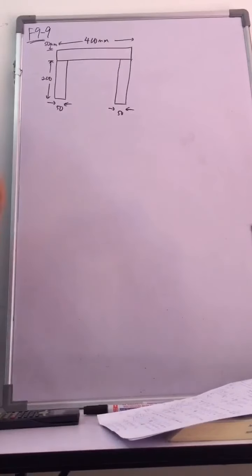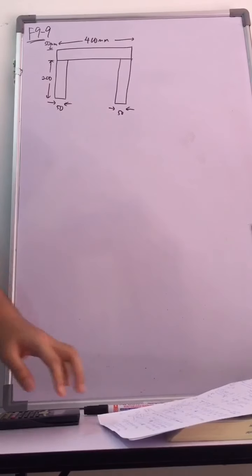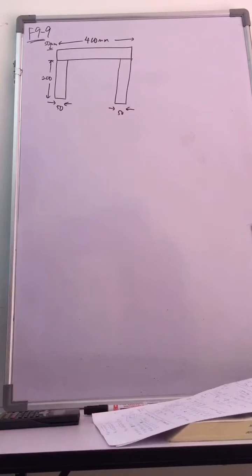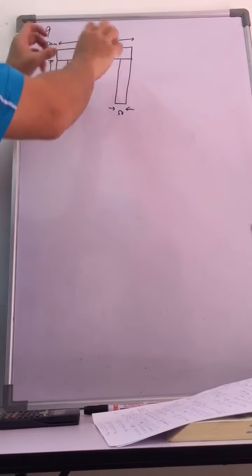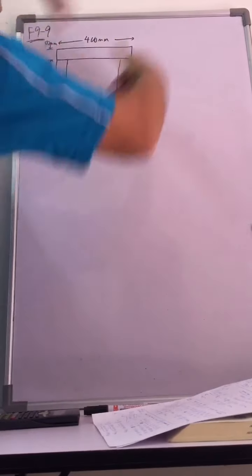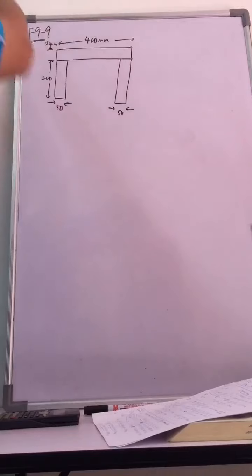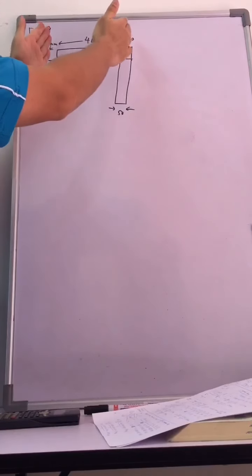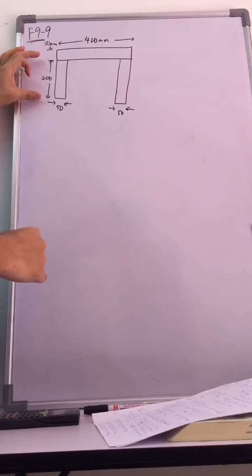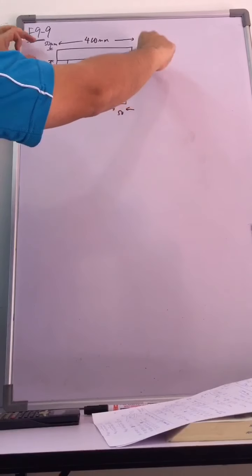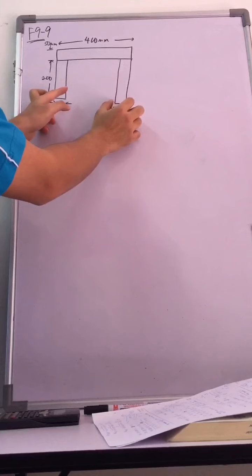Next, we go to fundamental problem 9.9, okay? And this is the beam, the cross-section of the beam, right? Beam means that this is the cross-section and then it has a length going off over there, okay? Or over there, whatever. So, the dimensions are given: 400 millimeter. This is 50, this is 200, okay? 200, 200, 50 and 50, and this is 50 and 50.